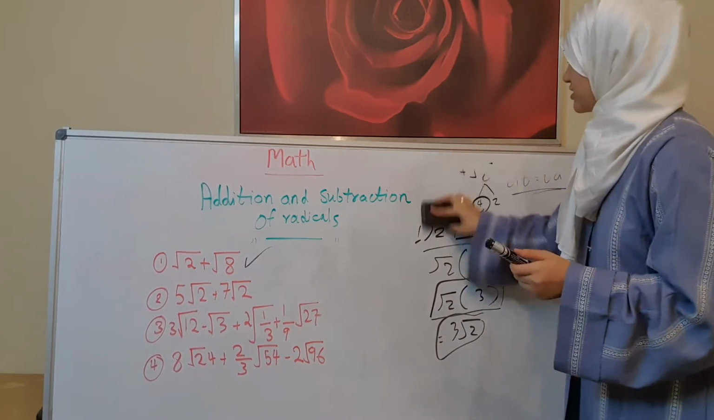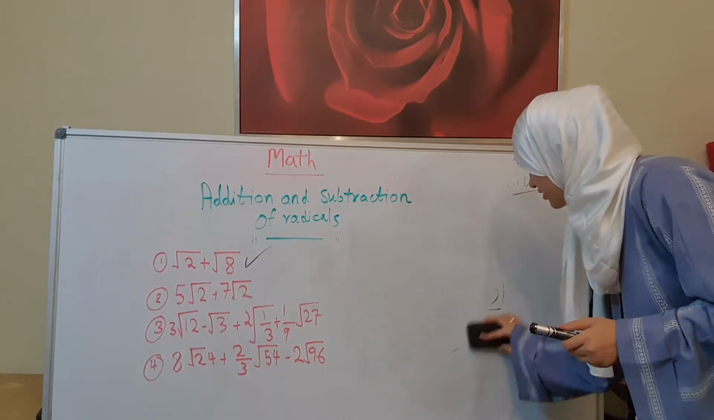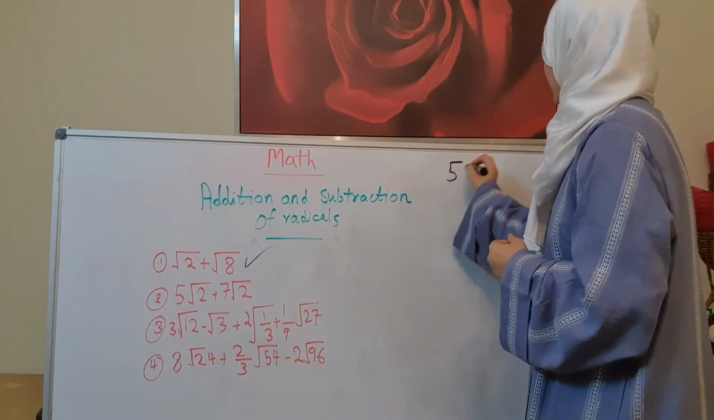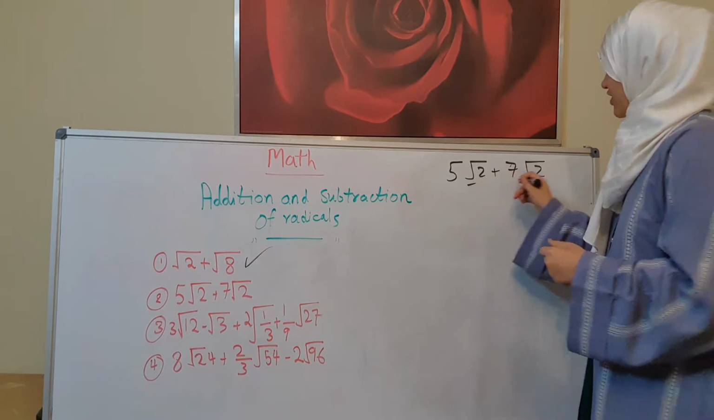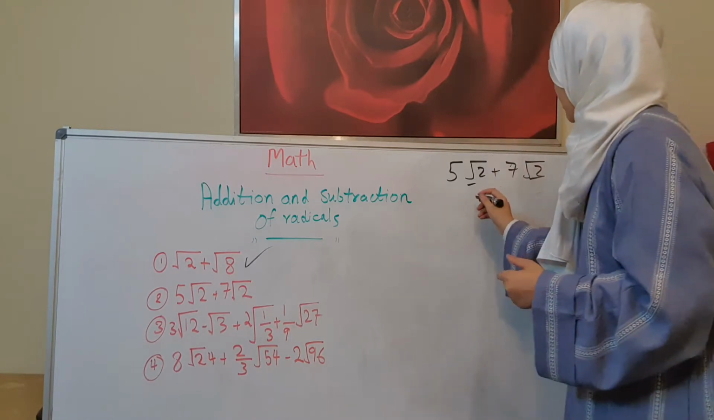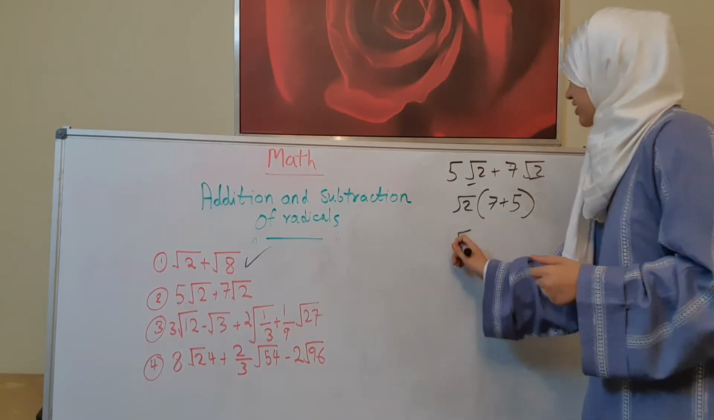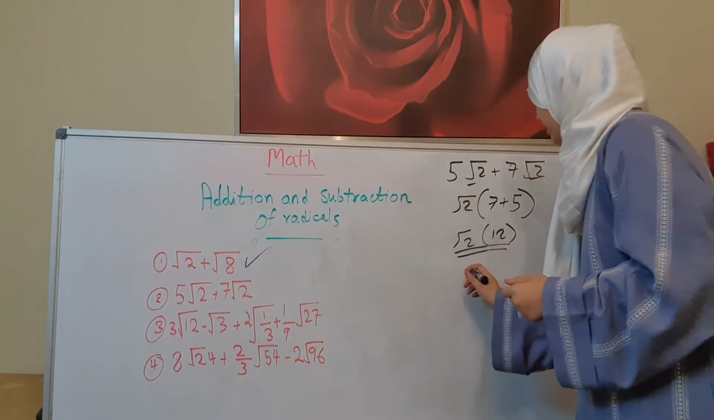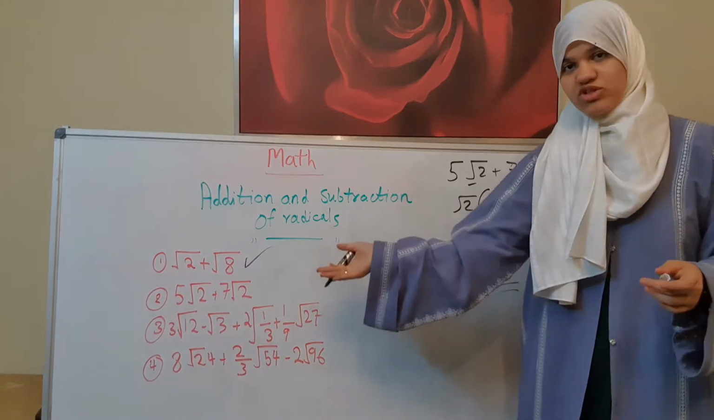The second question says 5 radical 2 plus 7 radical 2. Now we have the common factor already. It's radical 2. That means we have 5 radical 2 plus 7 radical 2. Now after that, what we have? The common factor is radical 2. That means radical 2 times 7 plus 5. Radical 2 is the common factor times 7 plus 5. Then what we have? Radical 2 in bracket times 12. That means it can be this final answer or it can be 12 radical 2. Okay, so that means the second question also done.